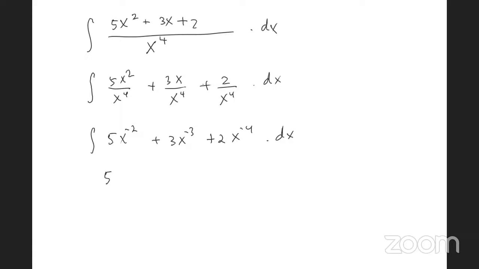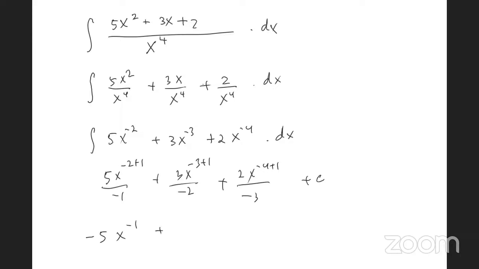Add 1 to the power, divide by the new power. Add 1 to the power, divide by the new power. Add 1 to the power, divide by that new power. And that's it. You'll get minus 5x to the minus 1, minus 3 over 2 x to the minus 2, minus 2/3 x to the minus 3, plus c.